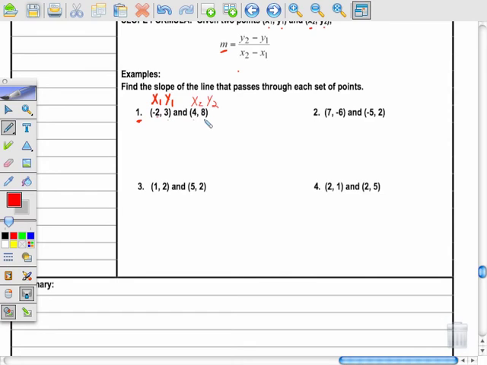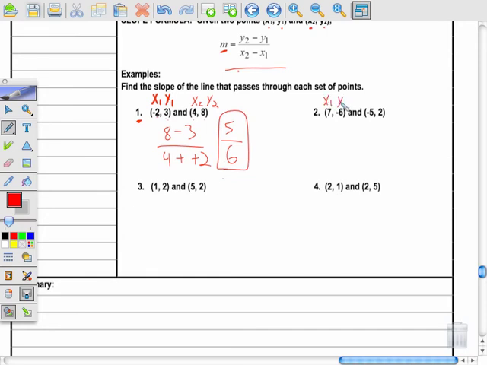Okay, so now let's take these numbers and plug them into our formula. Here's our formula up here. It says y2 minus y1. So y2 is 8 minus y1, which is 3, divided by x2, which we labeled as 4, minus x1, which is negative 2. Okay, 8 minus 3, that's easy, that's 5. 4 minus negative 2 becomes 4 plus 2, that's 6. Good answer. It has a slope of 5 over 6.